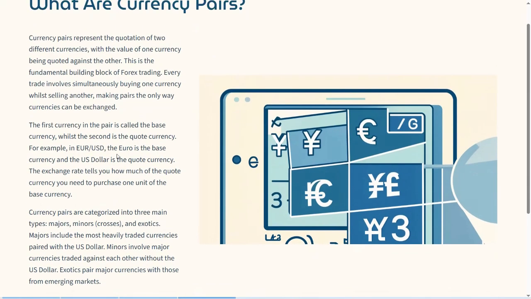Don't forget that. So currency pairs are categorized into three main types. You have the major, the minor, and the exotics. The major pairs are pairs that have US dollar in them, like this example, Euro USD, GBP USD. Those are classified as the major currency pairs. The minor currency pairs are like AUD, CAD, GBP, JPY, and the likes. Then we have the exotic.